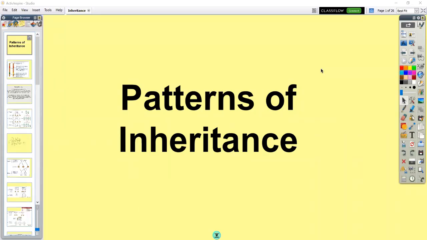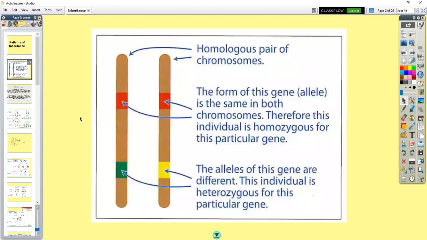In this session, we're going to look at patterns of inheritance for A2 biology. So the first part of this is looking at the structure of chromosomes. You can see here a homologous pair of chromosomes. One of these would have come from the individual's mother, one would have come from the individual's father. They have the same gene loci, so the same genes in the same position would code for the same characteristic. In this case, the two forms of the gene are the same.